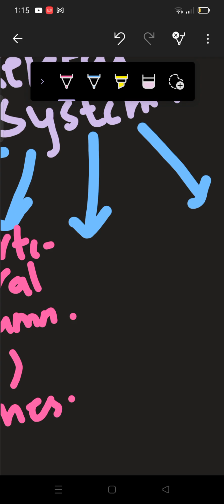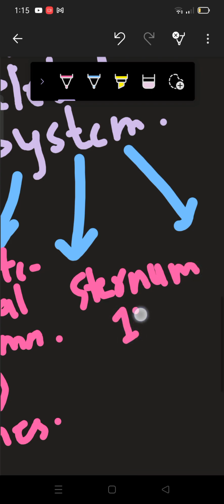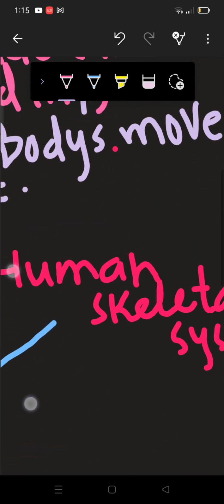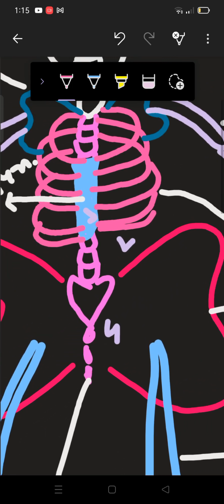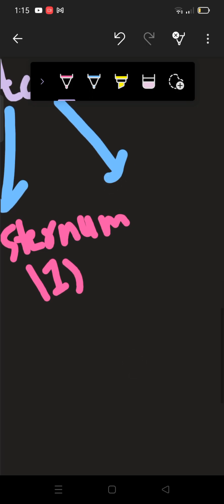Now let's see the third structure. The third is the sternum. That is the sternum, and it has only one bone, as you can see here. I have made this here, so we have written that. The sternum has only one bone.